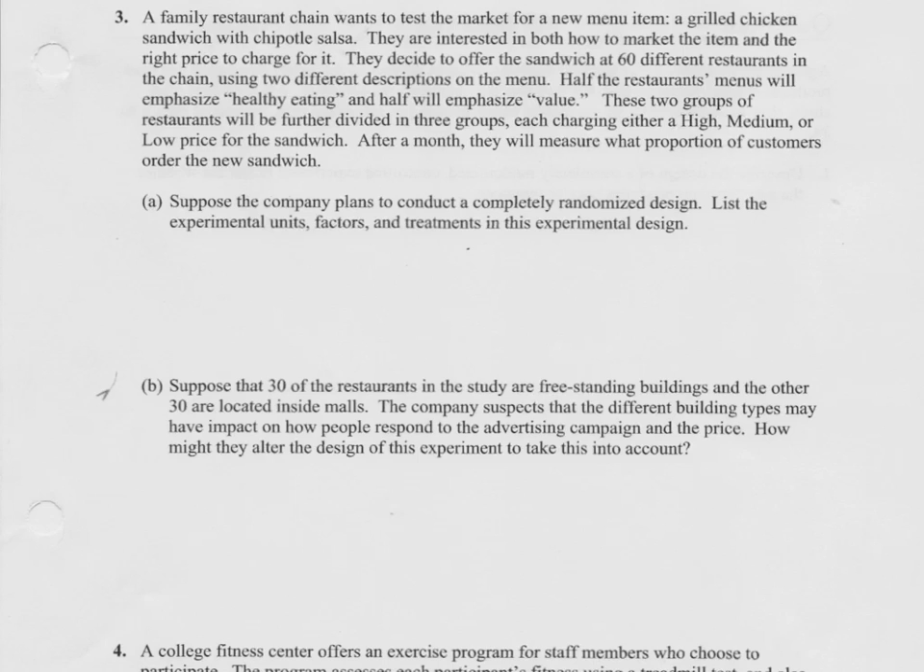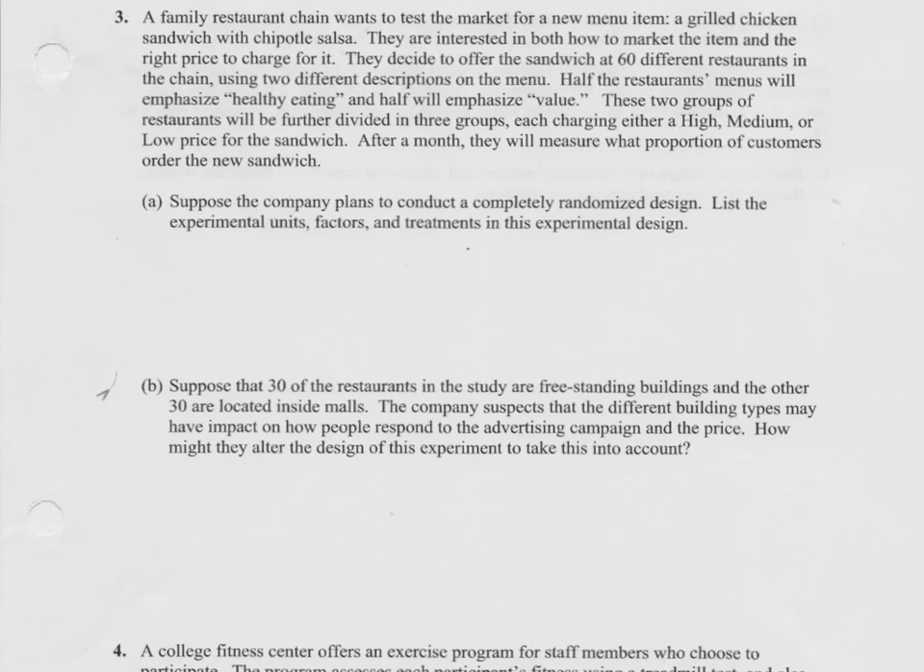Okay, a family restaurant chain wants to test the market for a new menu item, a grilled chicken sandwich with chipotle salsa. They are interested in both how to market the item and the right price to charge for it. They decide to offer the sandwich at 60 different restaurants in the chain using 2 different descriptions on the menu. Half the restaurants' menus will emphasize healthy eating, and half will emphasize value.